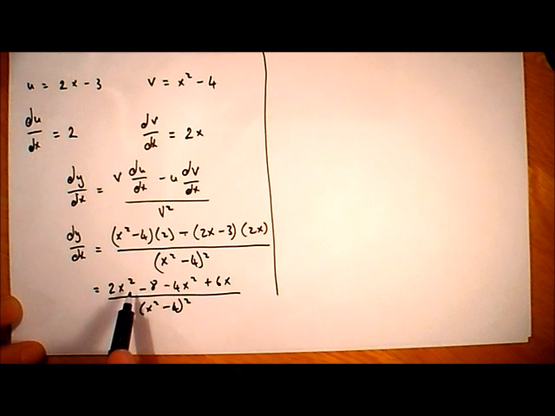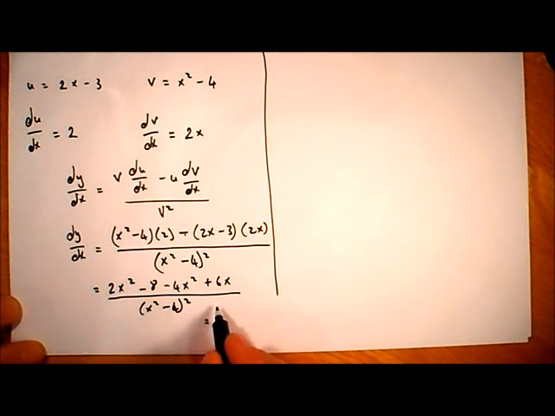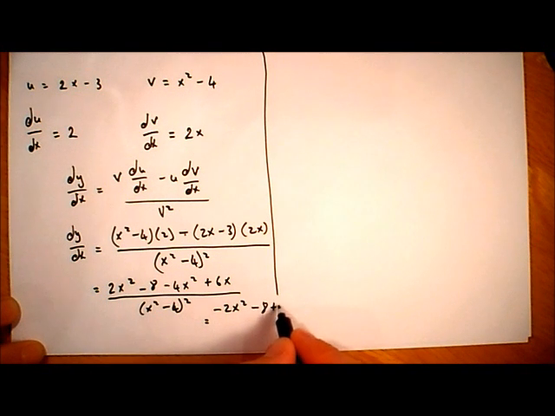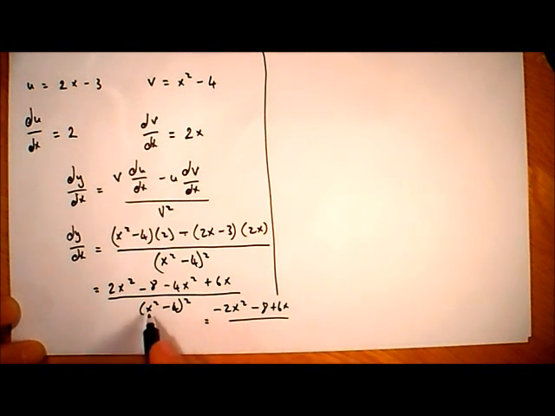You can add up like terms, so we've got 2x squared minus 4x squared. So the answer, dy over dx, is equal to 2x squared minus 4x squared, which is minus 2x squared. Is there anything else we can add up? Well, we've got minus 8 plus 6x, so just leave that. So minus 2x squared minus 8 plus 6x, all over the v part squared, so x squared minus 4 squared.